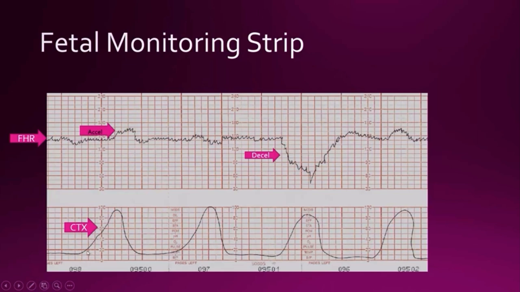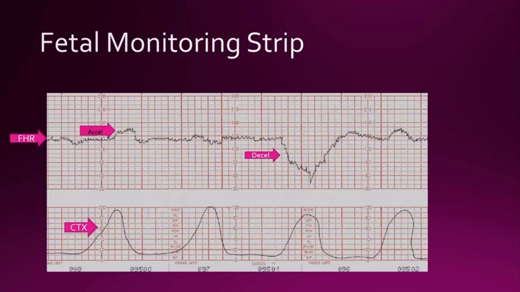So each one of these little boxes is 10 seconds. I could count it and go 10, 20, 30, 40, 50, 60, 70, 80, 90, and so forth. So I could count from the beginning of one contraction to the beginning of the next, and that would be my frequency of contractions.